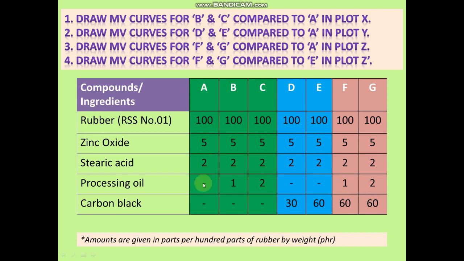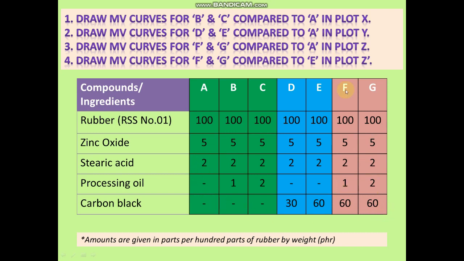Okay, the compound A doesn't contain carbon black, so it should show the lowest Mooney viscosity value. And F and G contain 60 pHr of carbon black in each, so since particulate fillers like carbon black increase the viscosity of the compounds once they are incorporated, these two compounds should show high Mooney viscosity values compared to A.